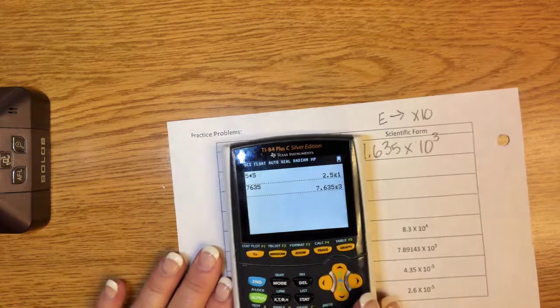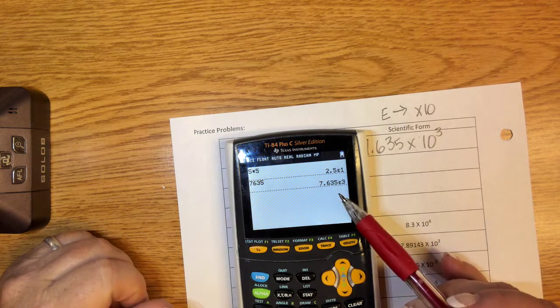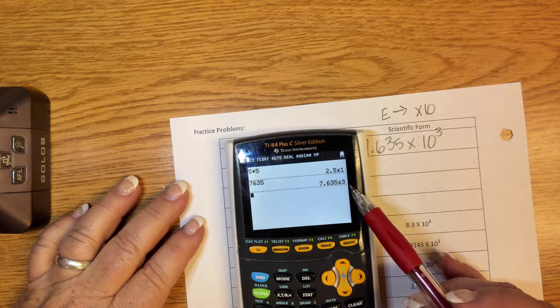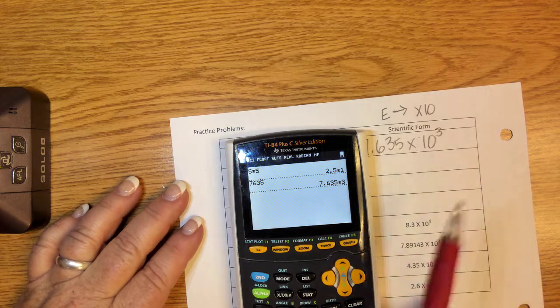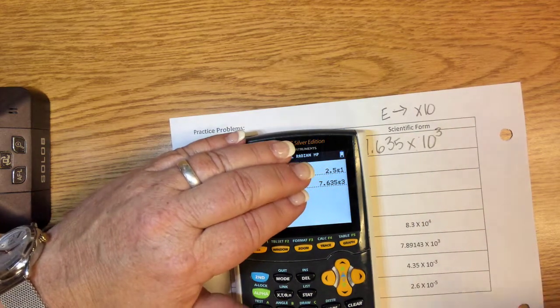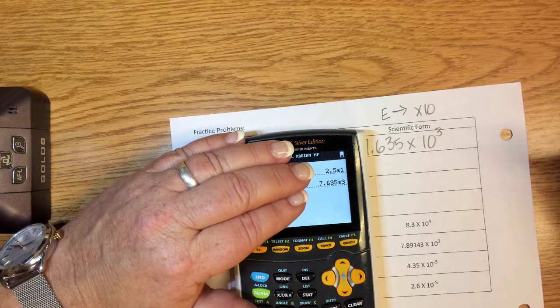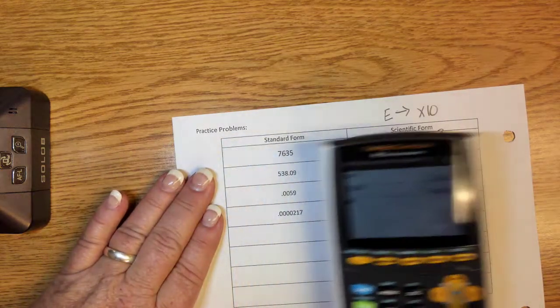All right. Does everybody's calculator look like mine? Yes. Okay. So that E is representing my times 10, and this 3 is the exponent. Okay. So I know this number is greater than 1, even if I just seen it in scientific, because my exponent is positive. If my exponent was negative, I would know that it's less than 1. Okay. All right. Let's look at the next one.